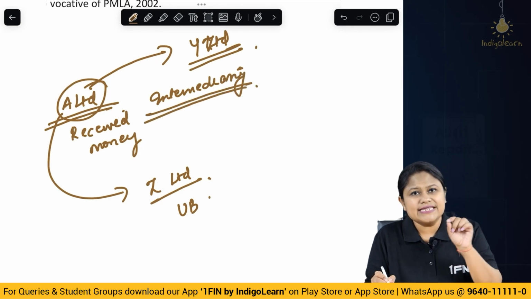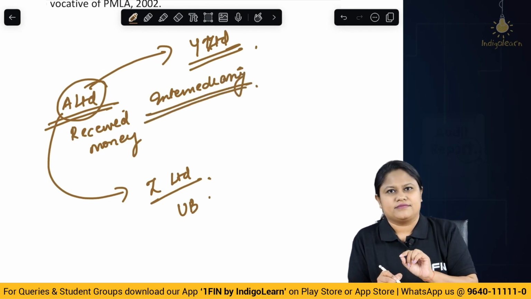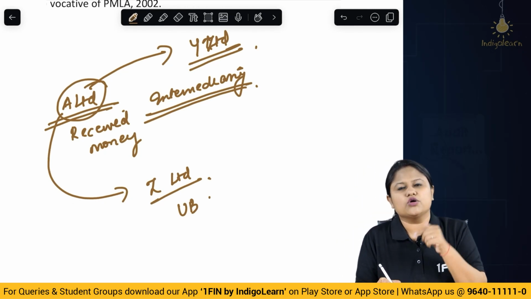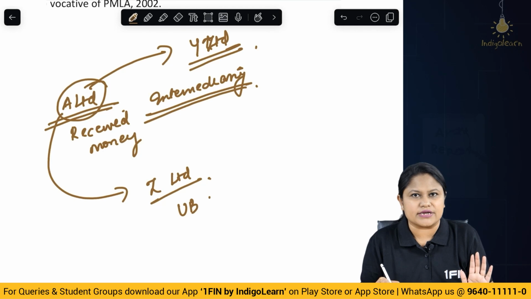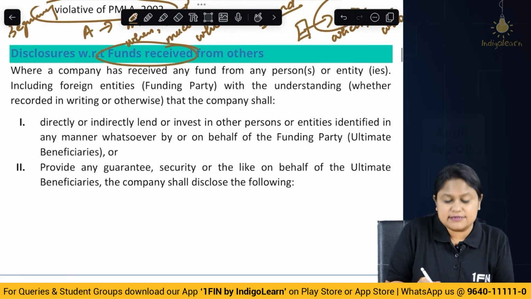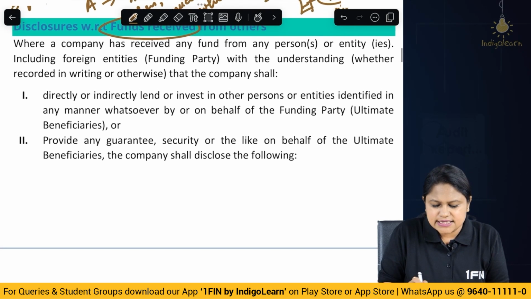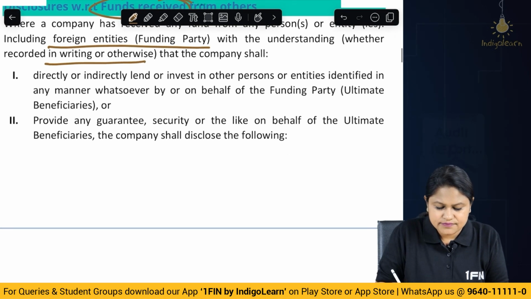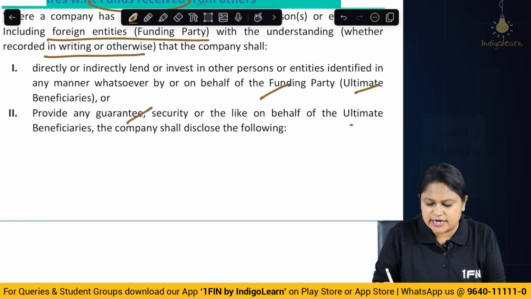correct? So even in that case, if we are the receiver of the fund to be advanced to the next one, the ultimate beneficiary, then also in our notes to accounts we need to give a disclosure, correct? That is what they are telling. English is very simple here. Funds are received from others. Where a company has received any fund from any person or entities, including foreign entities, with an understanding whether recorded in writing or otherwise, that the company shall directly or indirectly lend on behalf of the funding party, that is they are going to lend it to the ultimate beneficiary or provide a guarantee on behalf of the ultimate beneficiary.